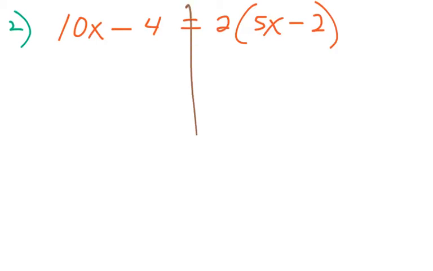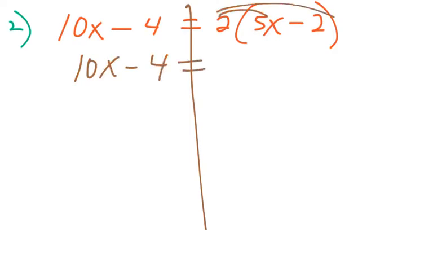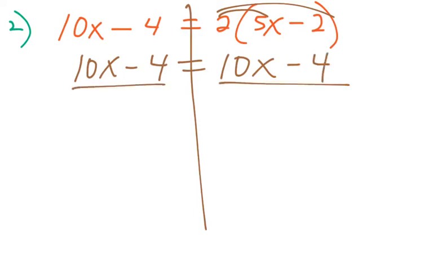Okay, so hopefully you did this problem on your own. On the left-hand side, we can't do too much, so we'll just rewrite that 10x minus 4. On the right-hand side, we can distribute and get 10x minus 4. So at this point, you could actually tell, since the sides are identical, it's all real numbers.